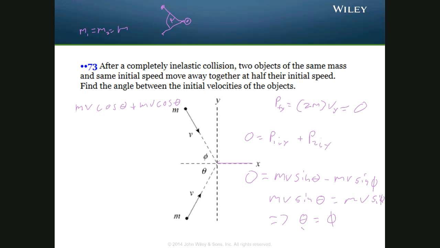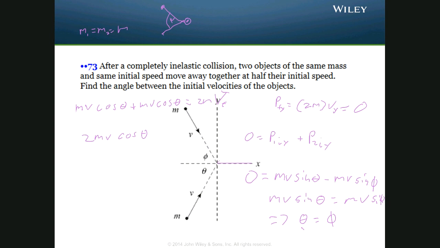That's on one end, and that's going to equal 2m times the final velocity of the system, right? So we can simplify this side. This will just be equal to 2mv cosine theta on one side.